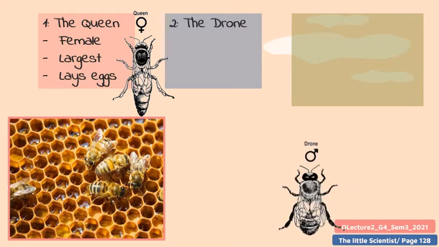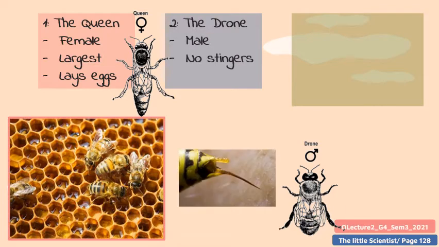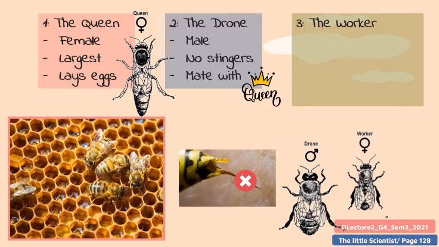The male bees, or the drones, are male. They have no stingers. Look at this stinger. It is the pointed portion of the insect. So the drones have no stingers, and their job is to mate with the queen. The worker bees are female bees.